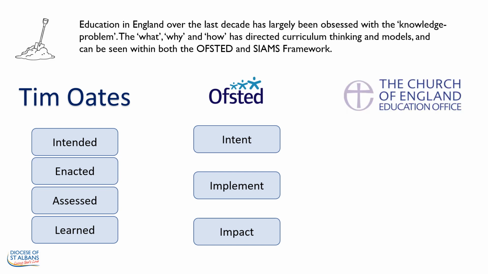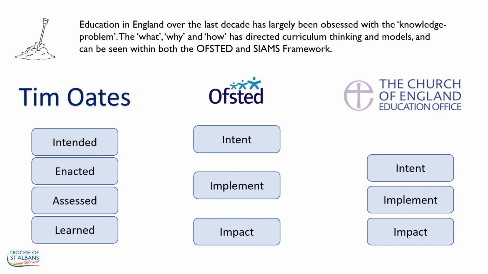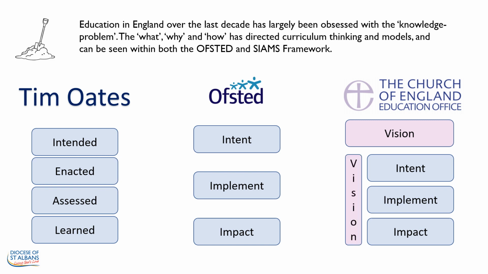And the Church of England Education Office, when Church of England schools, we mirror very much this Ofsted framework of intent, of implement, and of impact, but very much framed by the vision. So what is the school's distinctive Christian vision? And therefore, how is that going to inform our intent for the subject, but also how it's implemented and how we're looking at the impact of RE in our schools?